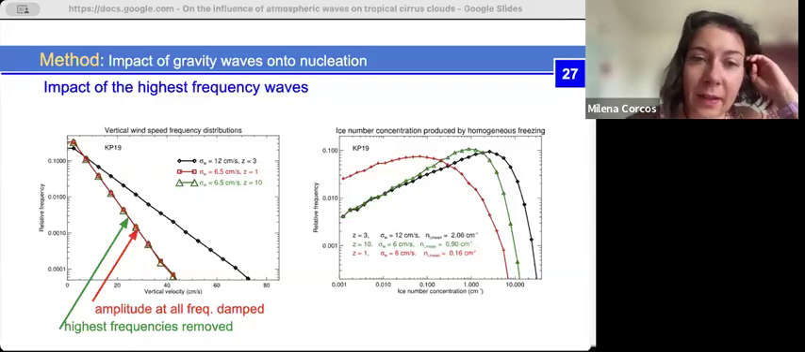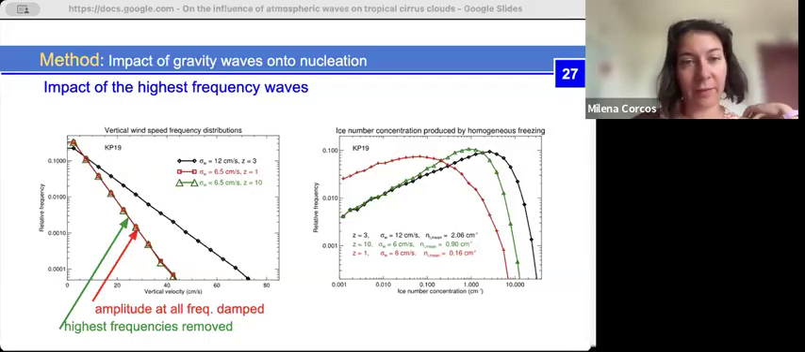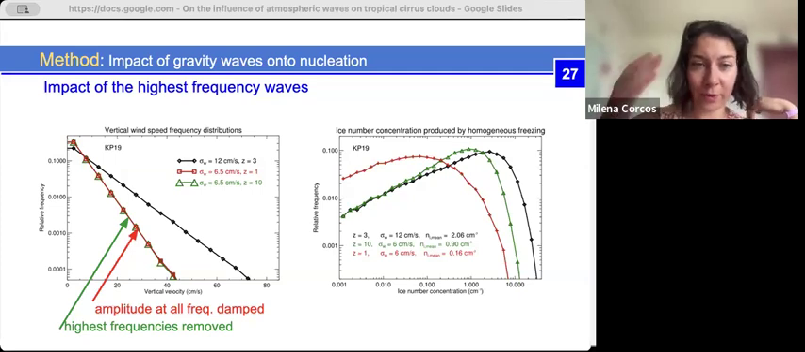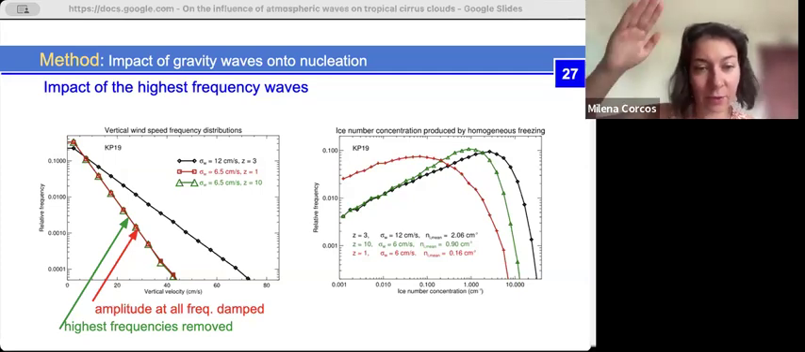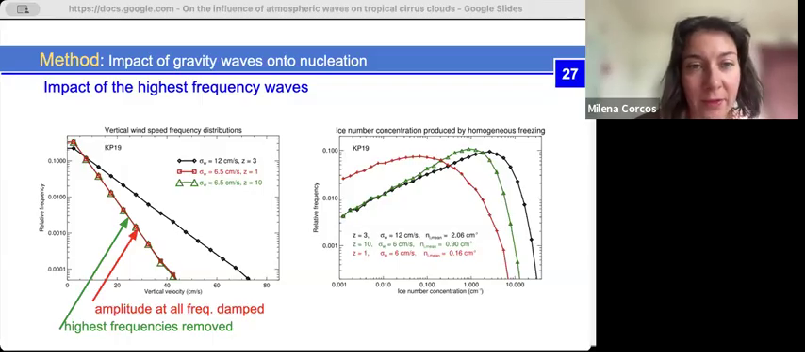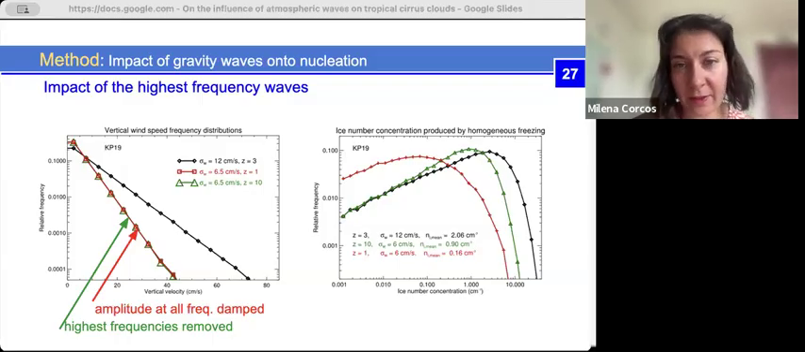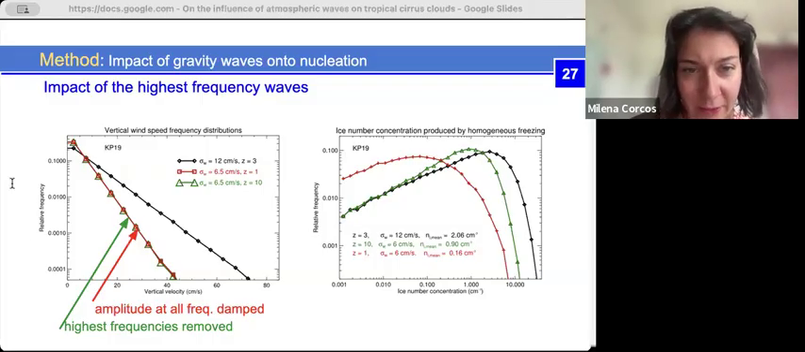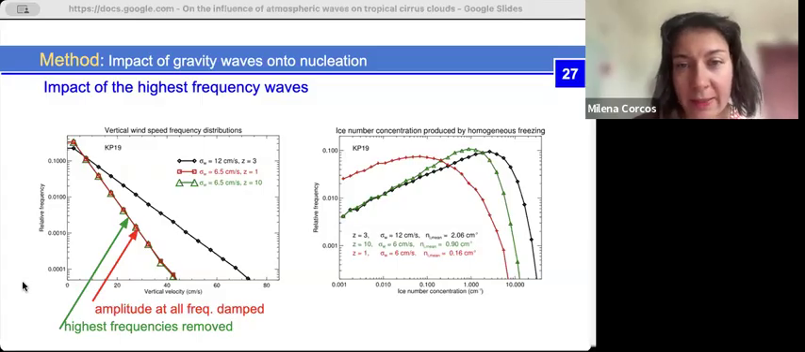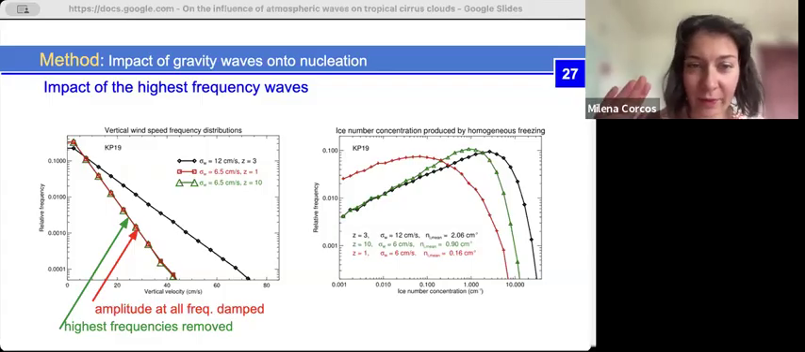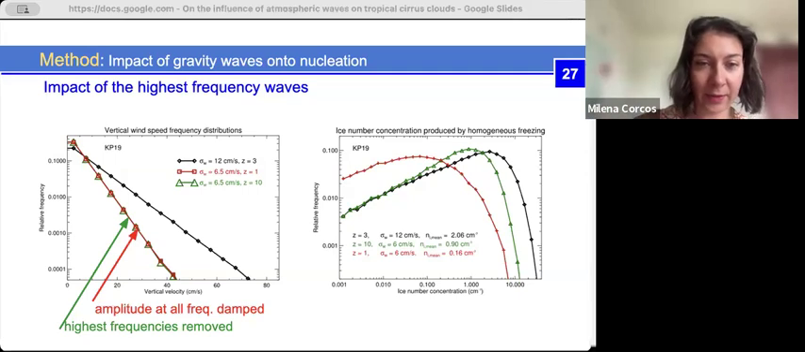This is important as gravity wave parameterizations usually try to reproduce just the vertical velocity distribution. So the left figure compares different vertical velocity distributions. The black curve is our reference case. It's not exactly what we're interested in. We want to look at the red and green curve. As you can see, they have the same sigma W, very similar distribution, but one has all frequency retained, but with smaller amplitudes, and the other one just got the highest frequency removed.